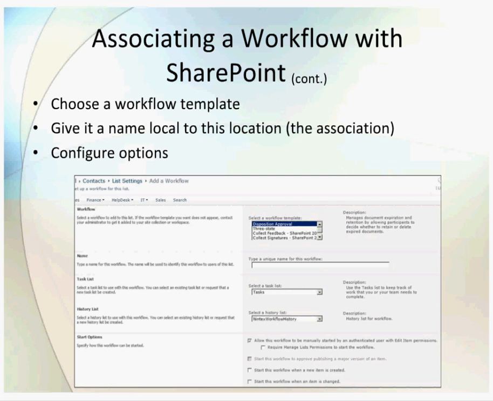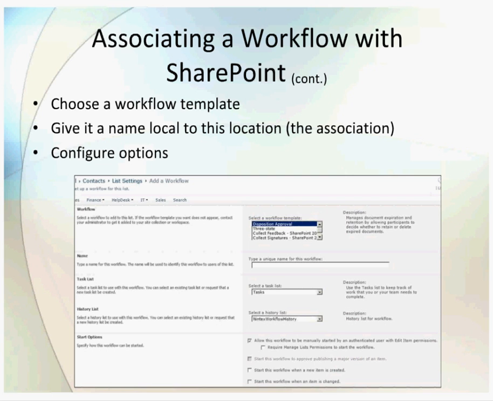When you associate a workflow with a container, a list, a library, a content type, you need to give it a name inside of this location. This is known as an association. So we're going to call here, these are workflow templates. The workflow, as the template is associated with this location, that's in it. Give that a name. You pick a list into which you'll put the workflow tasks.